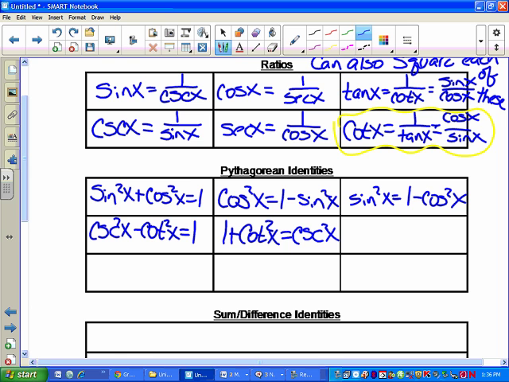And by that token, which one do we not have? We need to know what cotangent squared x would equal. Cosecant squared x, what? You think about it. Minus 1, right? So there's some more. Last ones.